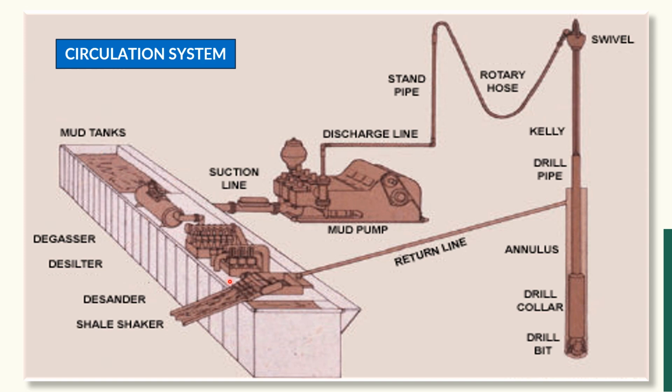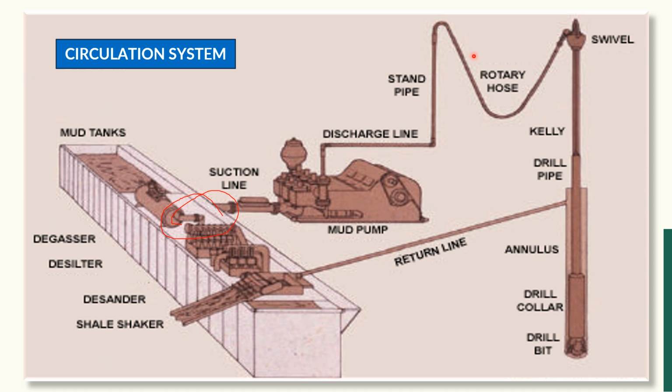This is the mud tank, and this is the suction tank. This is the tank from which the mud is taken. The line connected between the mud pump and the suction tank is the suction line. The mud pump draws the mud from the suction tank through the suction line. Then it goes from the mud pump to the discharge line, and through the discharge line it goes to the standpipe.